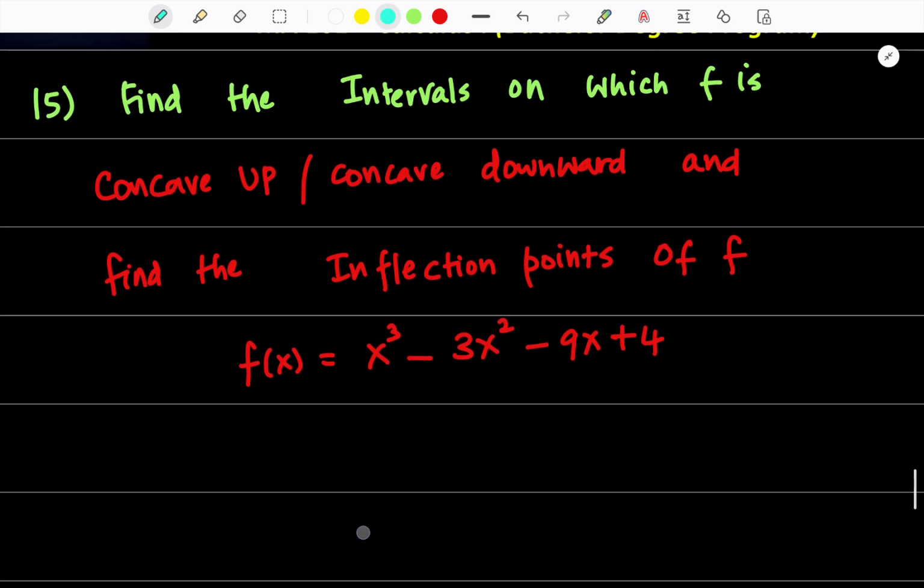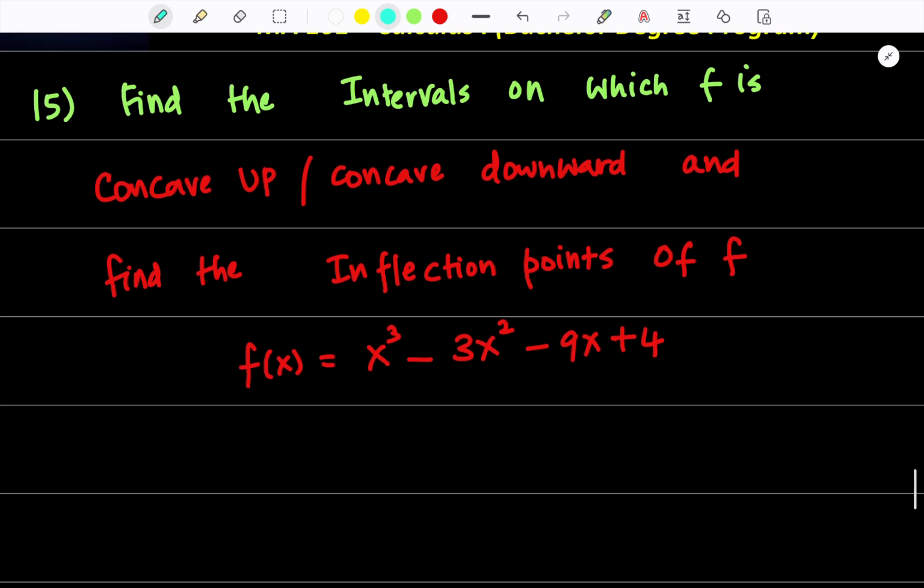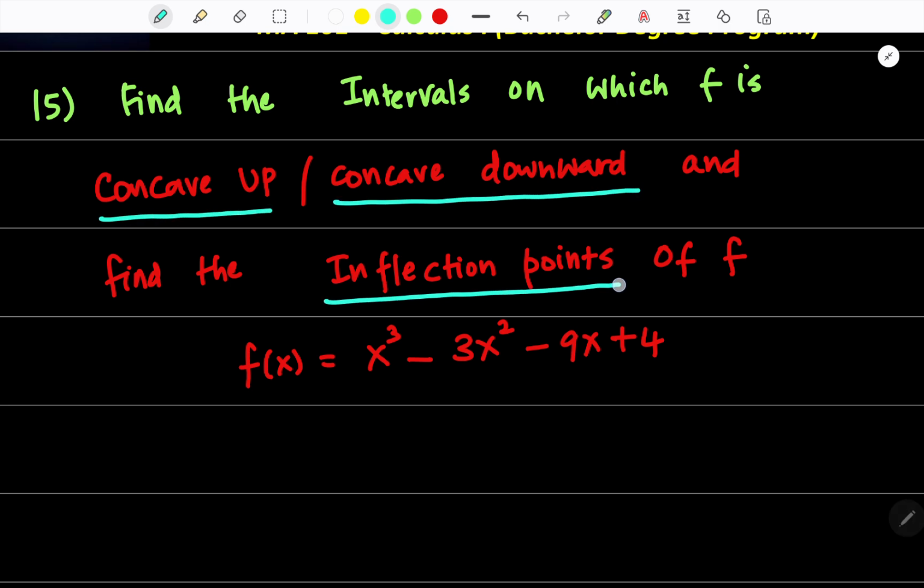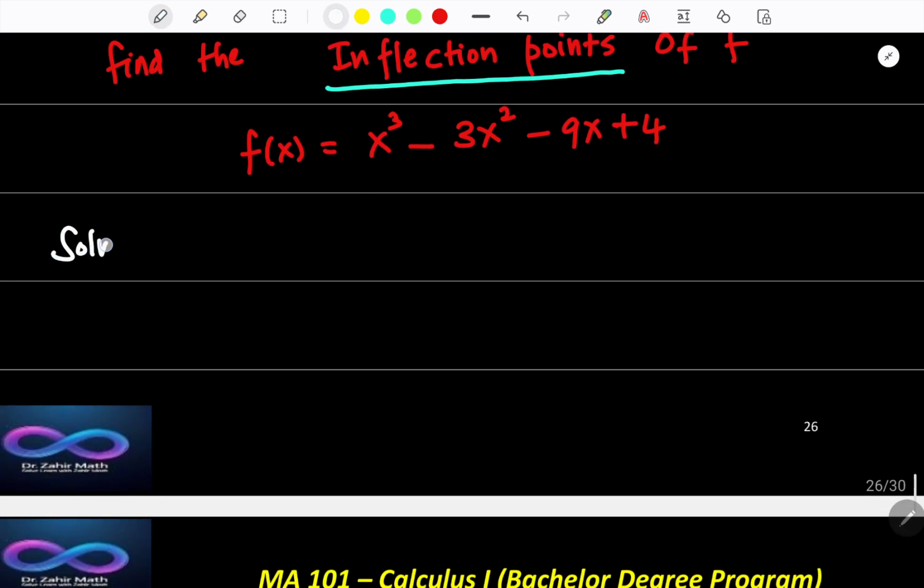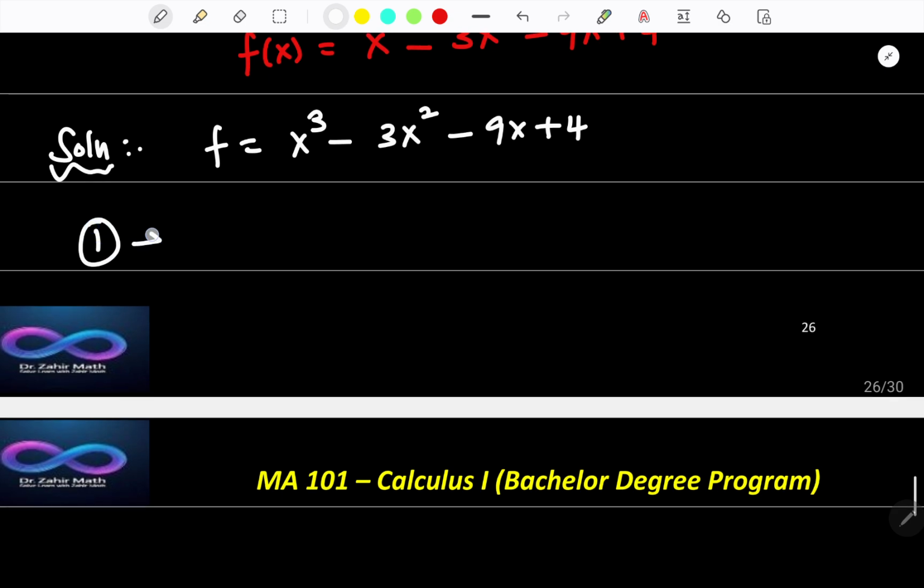Let's go to the question. Already the video is too long, 37 minutes, 3 questions. No problem. Find the intervals on which f of x is concave up and concave down, and find the inflection points of f also. The function given is f equals x cube minus 3x square minus 9x plus 4. Step number 1, f dash. What is that?